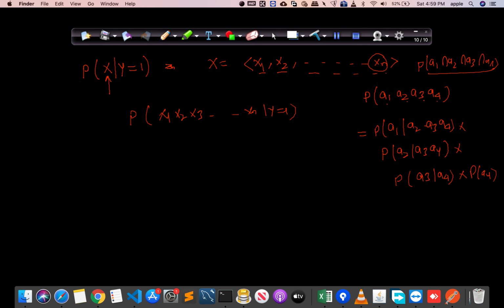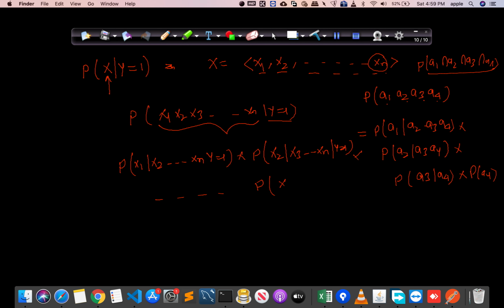So this is the same here, because x1, x2, x3 should all occur and y should also occur. Then we have to find this particular thing. What is the probability of this given this? So this can be written like this: probability of x1 given x2 until xn and at last y equals to 1, multiplied by probability of x2 given x3 till xn and y equals to 1, and so on, until probability of xn given y equals to 1. So this is our whole thing.